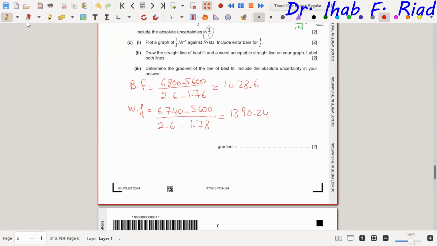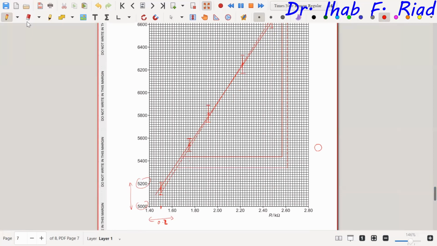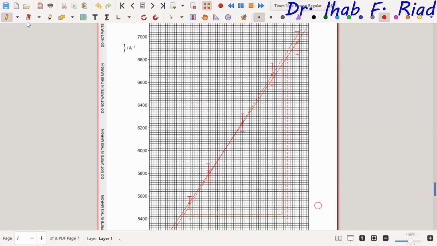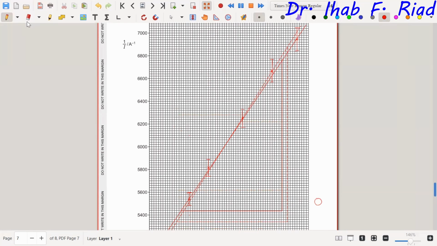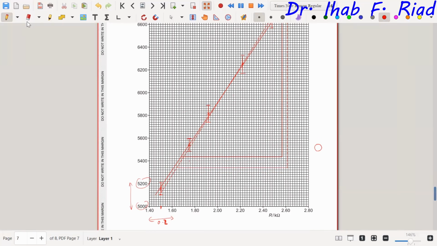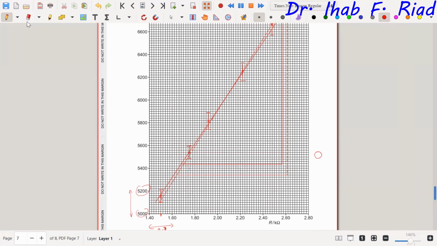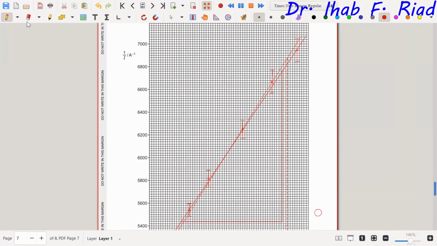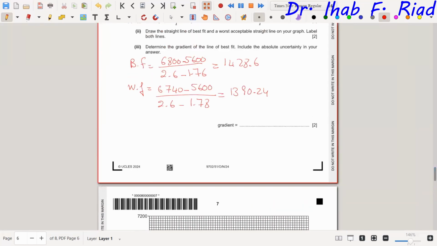Okay. Can you get the unit for the gradient? The gradient unit is A inverse over kilo ohm. Yes, kilo ohm. Okay. So it is A minus 1, right? And kilo ohm minus 1, inverse. Yes. Okay.